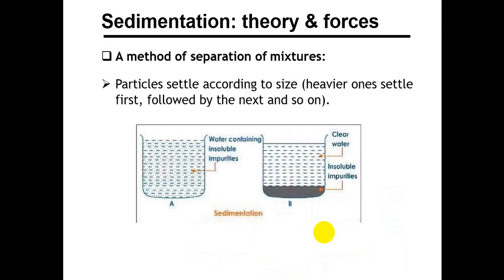So, particles settle according to size. Like I said, heavier ones will settle first, followed by the next, and so on. So heavy particles will settle first. It's like when you are mixing garri, you realize that heavy particles will settle first before the lighter ones. If you're mixing sand, heavy sand particles will settle at the base of the container first, followed by the lighter weight ones, and it will form a band.